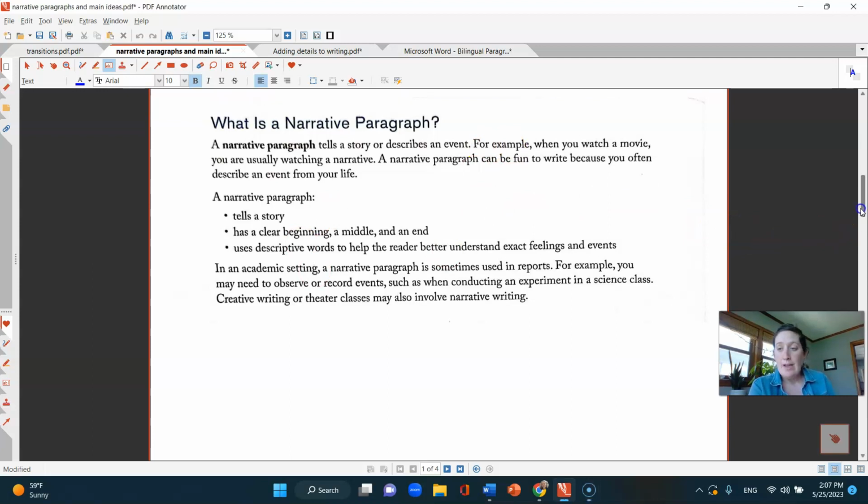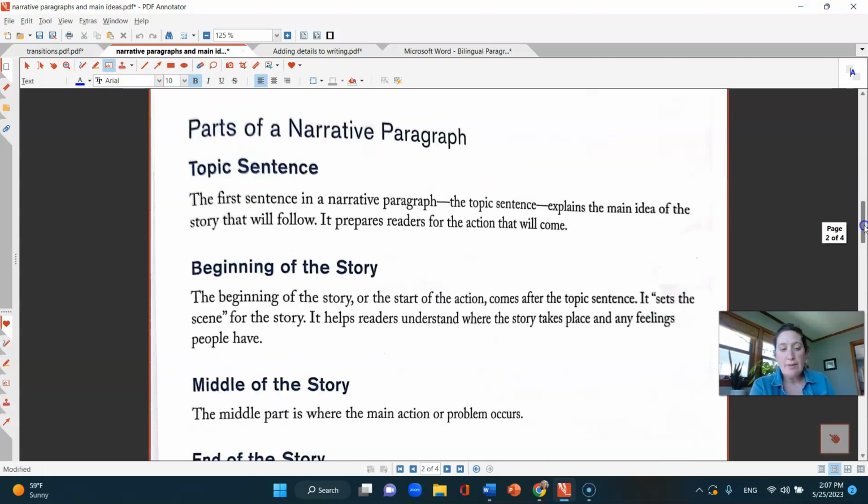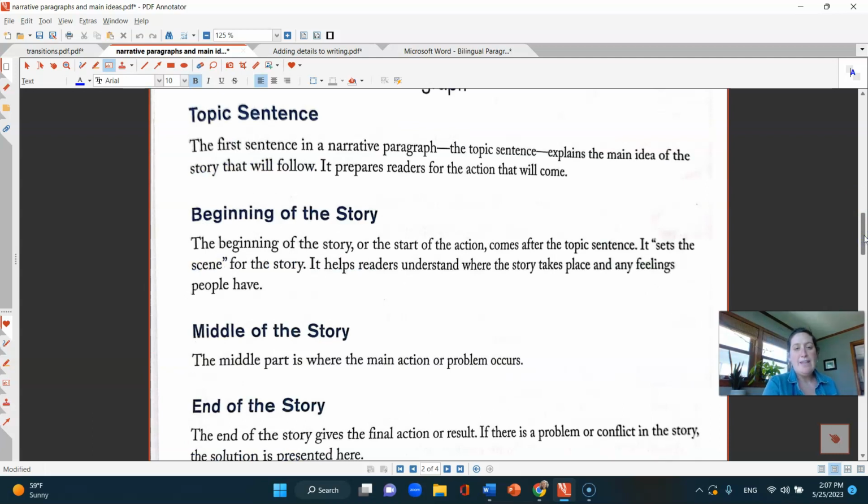So, there are several parts of a narrative paragraph, and the first part is the topic sentence. So, in almost every paragraph, we begin with a topic sentence. That explains the main idea of the story that is going to come. So, we will see some examples of that in a minute, I mean. So the topic sentence is the first sentence, and it kind of gives like a preview or lets us know what the whole paragraph will be about.